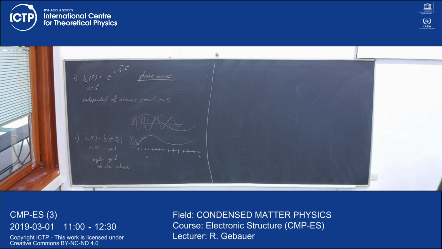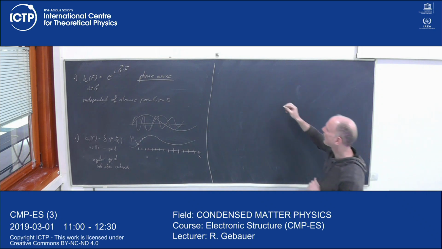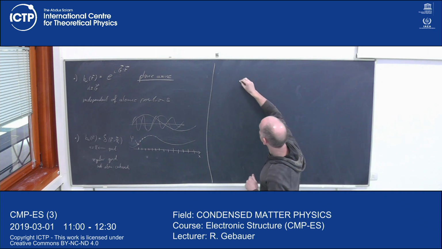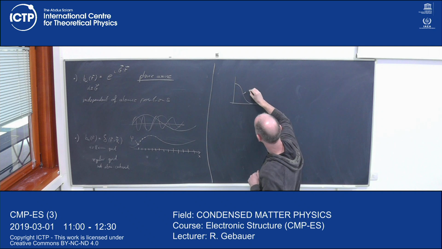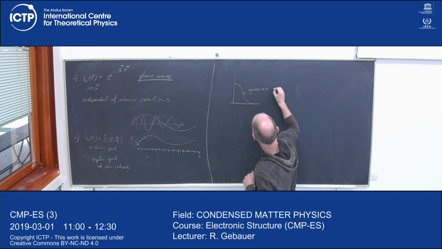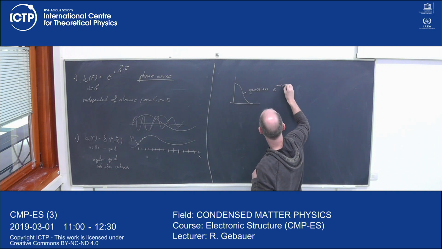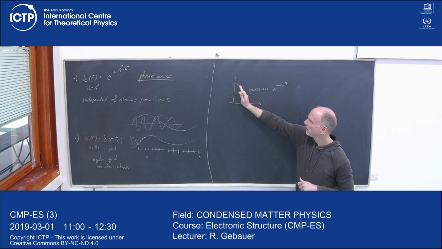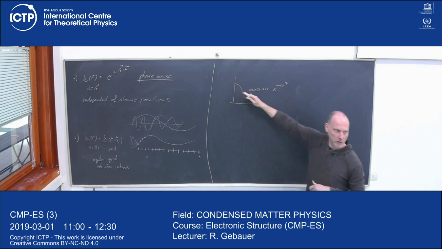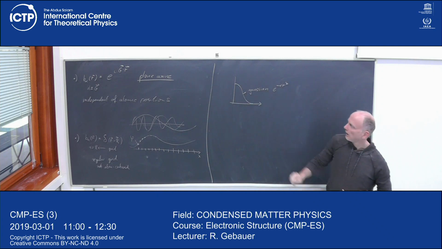And I would like to mention one thing about Gaussians, which I've forgotten to say. As I've said, a Gaussian looks like this here, and then it goes to 0. This is a Gaussian, e to the minus alpha r squared. Alpha being large means it is a narrow Gaussian. Alpha being small, it is a broad Gaussian.